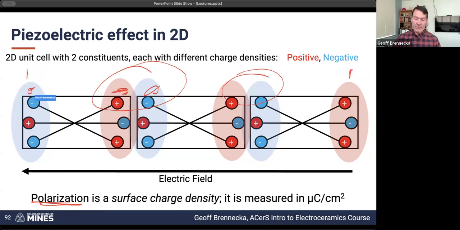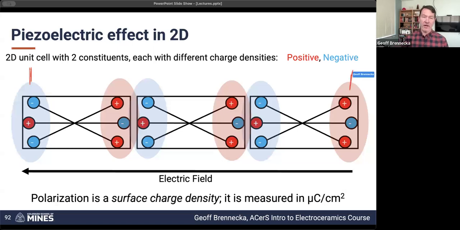And so you end up having this charge separation throughout the volume of the material, but it's manifested, measured and used as a surface charge. So it's really just the surface charge density that we care about. That's this polarization. So the polarization is the part that we're interested in. That's measured in microcoulombs per square centimeter. That just basically means how many electrons you have around per area.